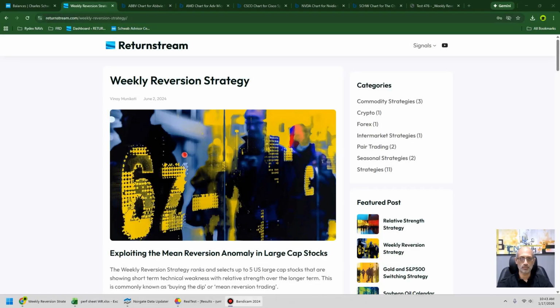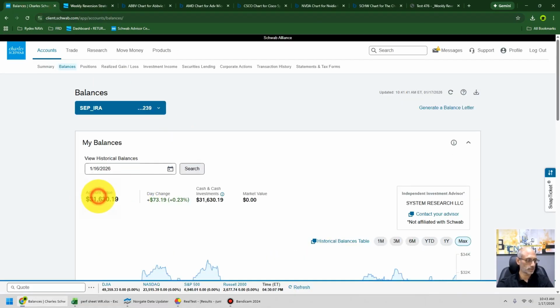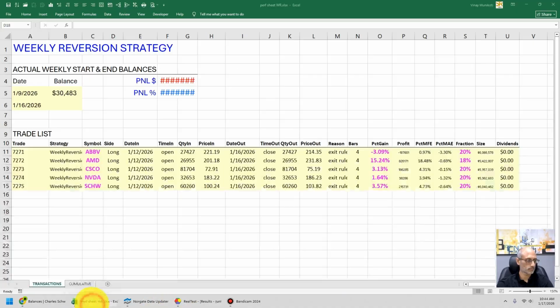This is the performance summary for the weekly reversion strategy for the week ending January 16th. Let's start by inputting the current balance in the account. So last week was a pretty good week. I made a little over $1,000 in the account, which is a percentage gain of 3.8%.